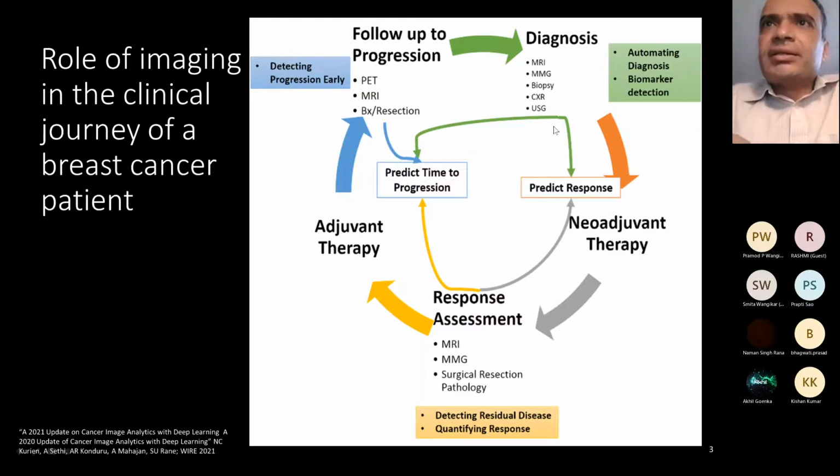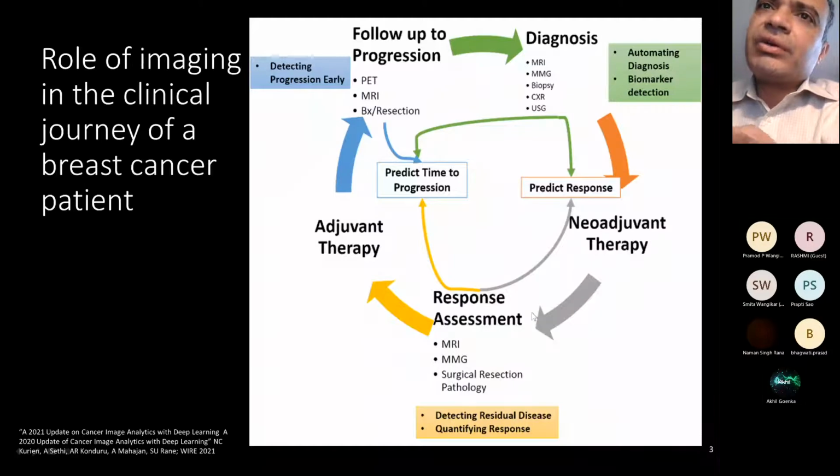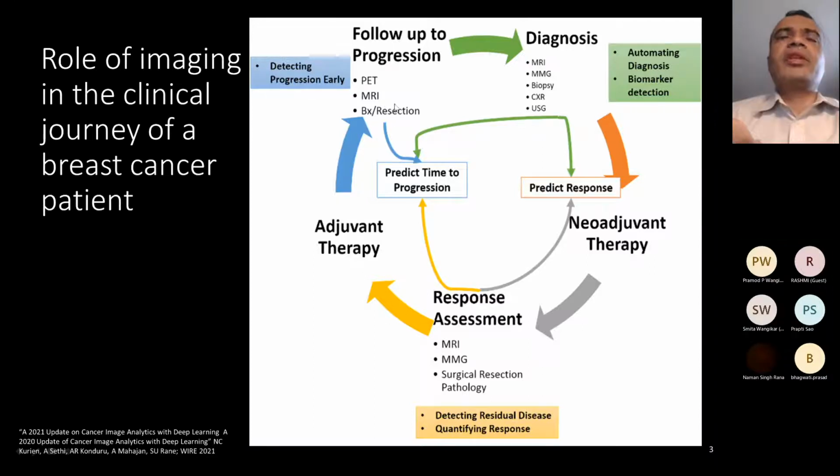And once the cancer is diagnosed, there would be some neoadjuvant therapy, which means we would try to shrink the cancer before surgically removing it. In neoadjuvant therapy, once the chemotherapy drugs are given, we try to assess whether there is any response to the drug. So that involves more imaging. And after that, we give adjuvant therapy, which means we first surgically remove the tumor and then give another round of chemotherapy or radiotherapy. And after that, again, imaging is involved to see whether the cancer has completely gone or not.